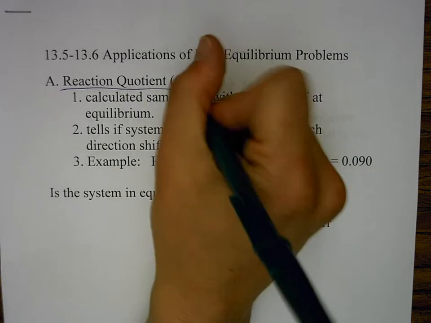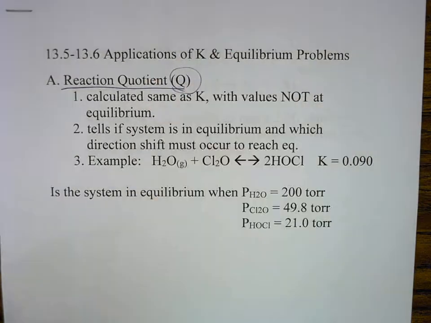All right, first thing we're talking about today is what this reaction quotient is. Basically, you're calculating the reaction quotient to figure out if a reaction is at equilibrium or not. And once you figure that out, it will also tell you which direction the reaction has to move in order to reach equilibrium.